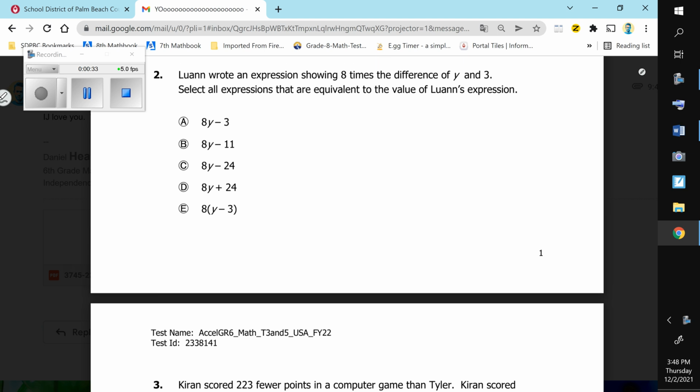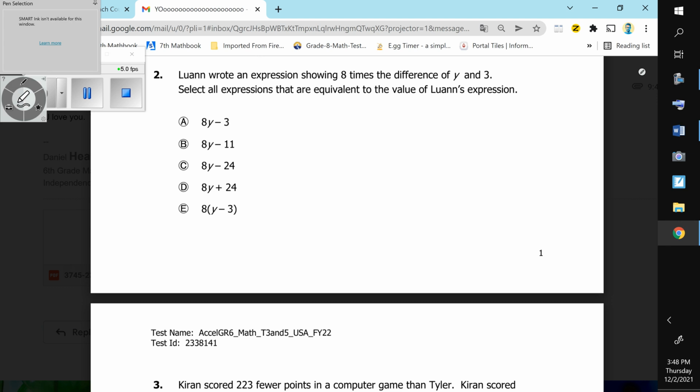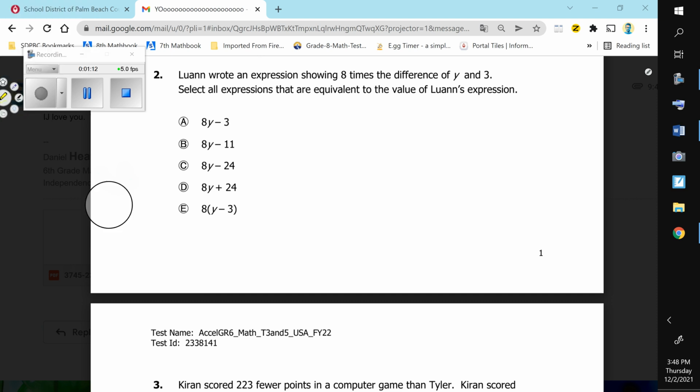Number 2. Luann wrote an expression showing 8 times the difference of y and 3. Select all expressions that are equivalent to the value of Luann's expression. A. 8y minus 3. B. 8y minus 11. C. 8y minus 24. D. 8y plus 24. E. 8y minus 3. And I'm actually going to go to a highlighter to highlight what I'm reading.